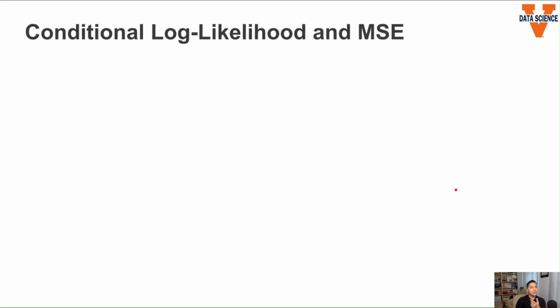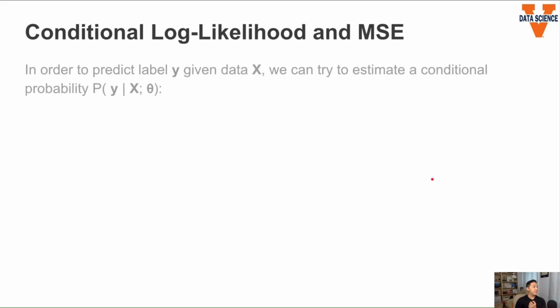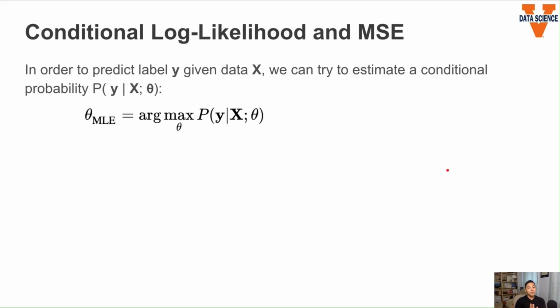Another one that's really interesting is, how do we justify the use of MSE as a cost function for our learning algorithms? And this has a connection back to the conditional log likelihood that we see. So to predict a value y given data x, sometimes what we do is try to maximize the probability of observing y given x and some parameter theta. And this one, again, you can rewrite as the sum of the log likelihood, right?